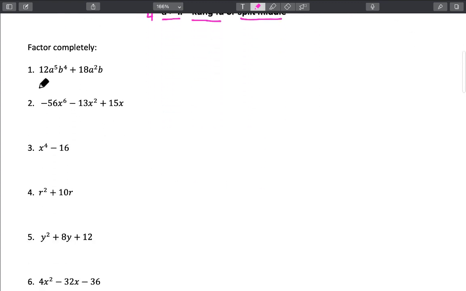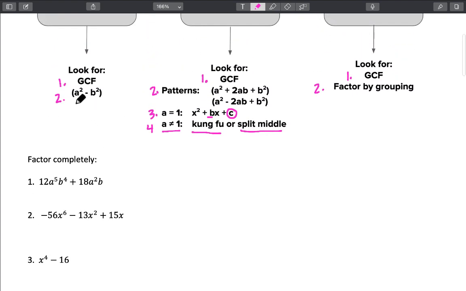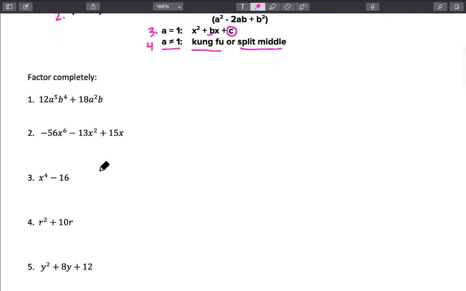All right, for number one, we're going to see that there are 2 terms in this polynomial. So it's going to either factor out a greatest common factor or it's going to fit into our pattern of the difference of 2 squares. Well, I can see that there's a sum between these 2 terms, so it's not going to fit our pattern. Let's see if we can factor out a greatest common factor. 6 divides into 12 and 18, so I know I can factor out a 6. I've got a to the 5th, b to the 4th, and then a squared b.